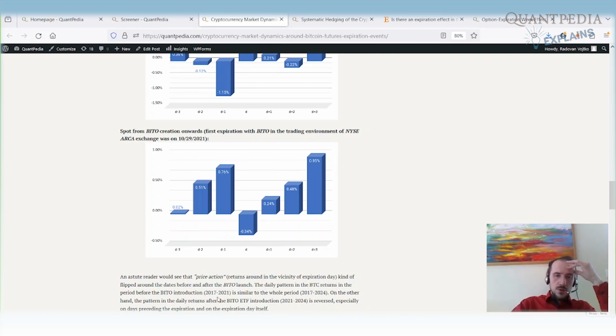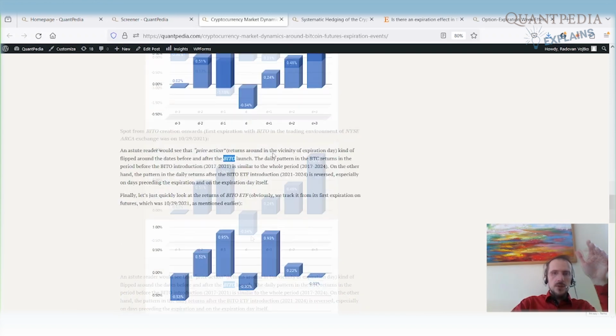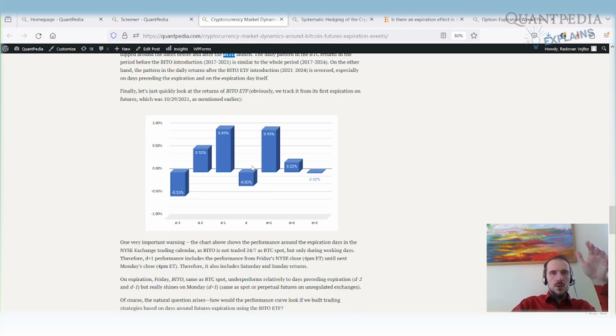So the introduction of the BITO ETF, which significantly increased the depth of the market, and also significantly increased the trading volume of the futures, because this ETF is based on the futures, had a significant impact on the price action around the expiration. That's on the spot market. Then we try to take a look at how it looks from the point of view of the BITO ETF. We check the returns a few days before the expiration, but on the BITO ETF, and a few days after the expiration. Once again, the day D is the Friday, usually the last Friday of the month when the futures expire.